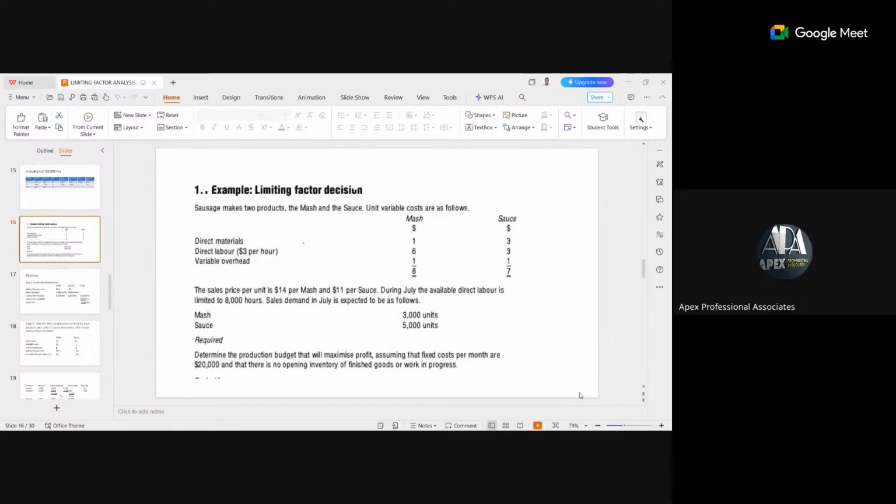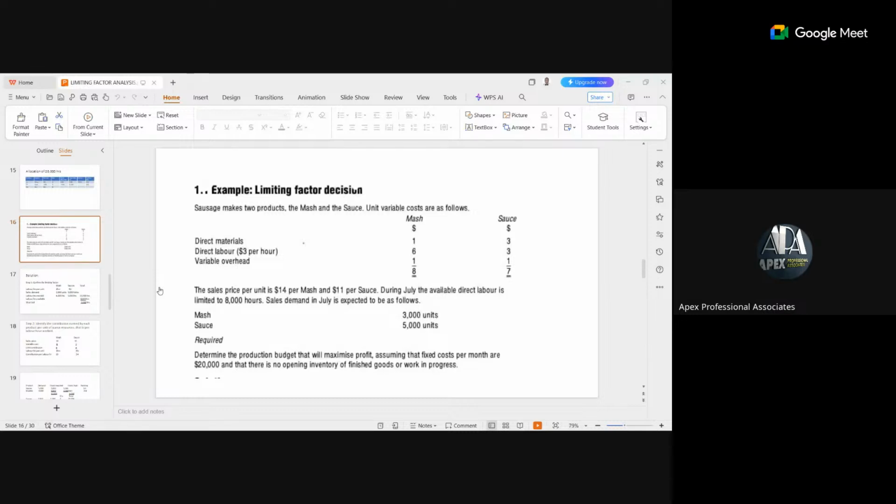So if it is an organization, the management will use the analysis to make informed decisions, such as which products to produce, how much to produce, or whether to invest in alleviating the limiting factor. So you must take note of all this when solving limiting factor questions.